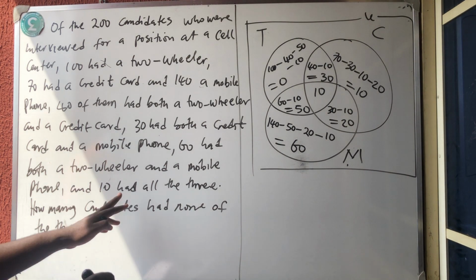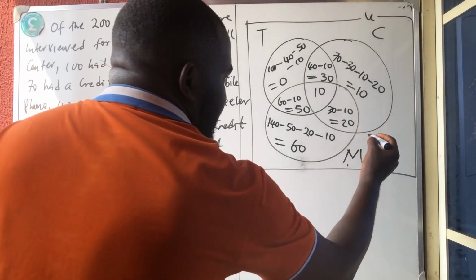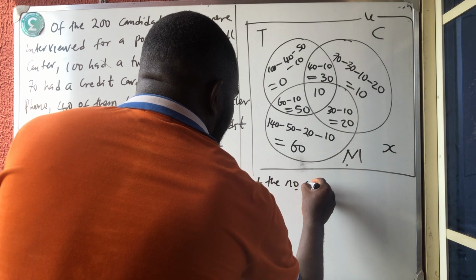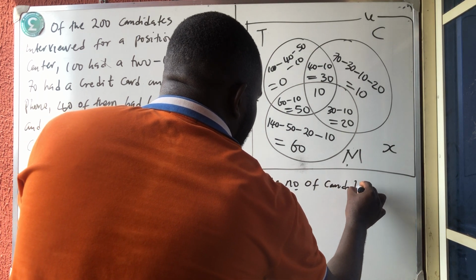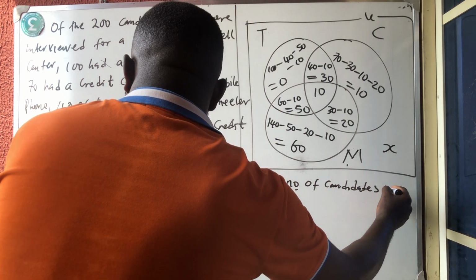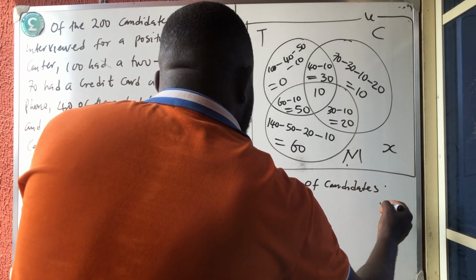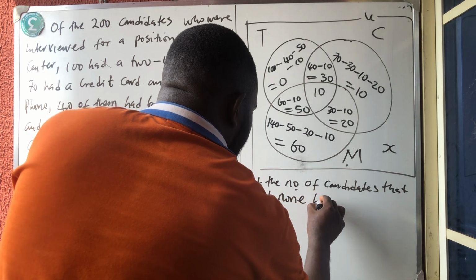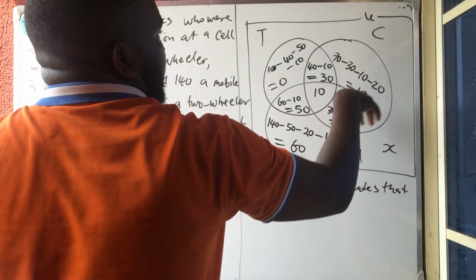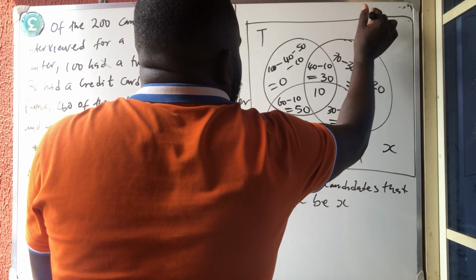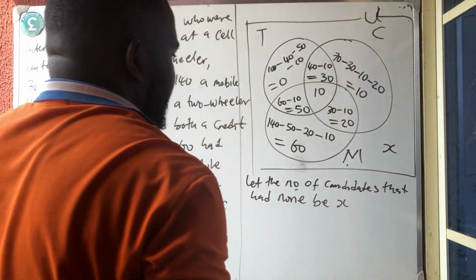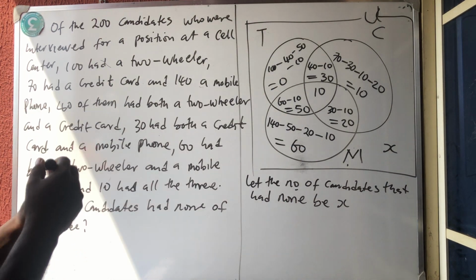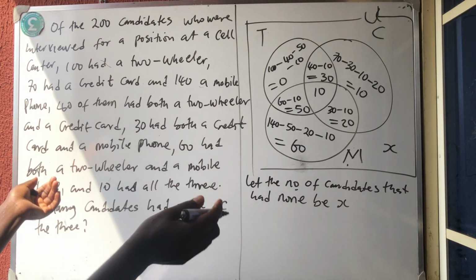Okay? And then they ask how many had none. Let it be X. So you tell them, let the number of candidates that had none be X. You put it outside the circle, but it must be in the box of the universal set. Now, add everything inside the universal set and equate it to the 200 they gave you. You are done. Sets are the simplest thing you can do.